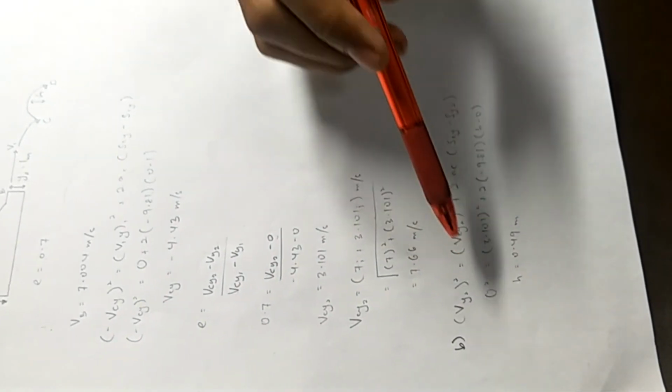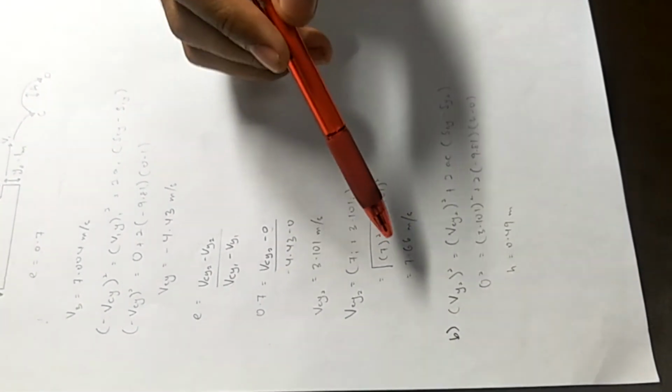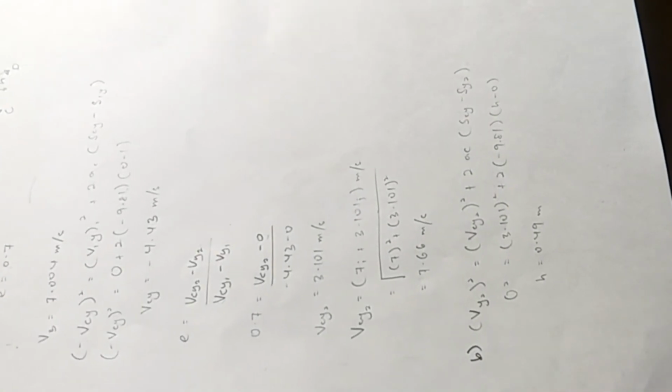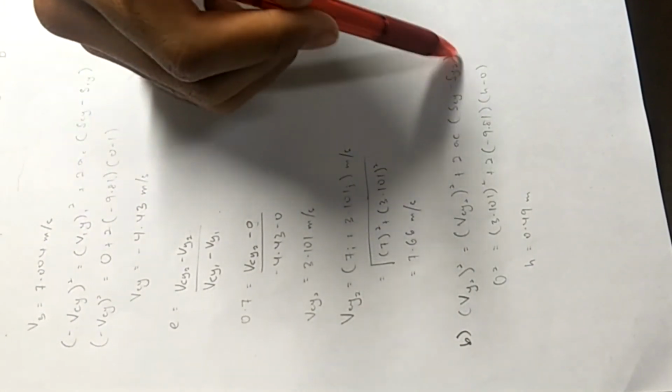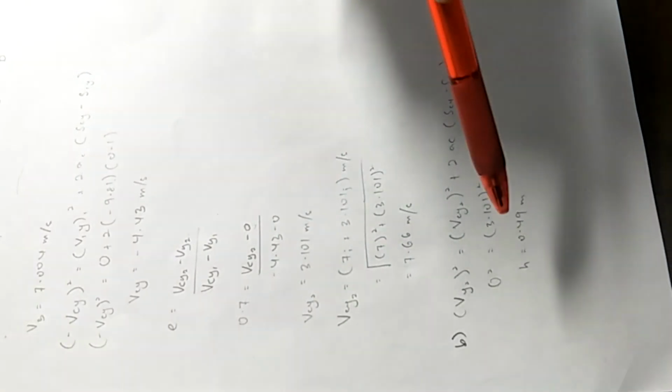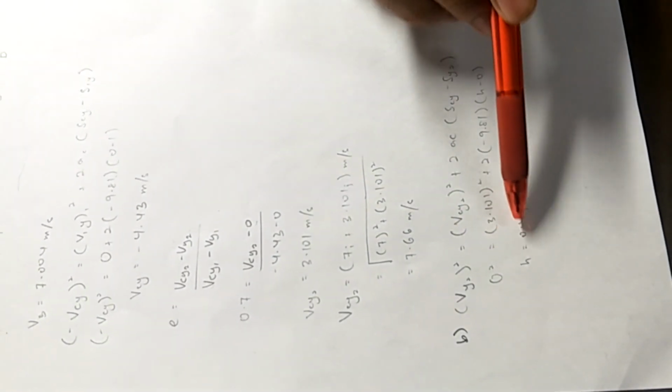Question B asks us to find the height H, so we can use the kinematic equation for the vertical motion of the object after it rebounds from the ground. Use this equation. From the calculation, we get the height H as 0.49 meters.